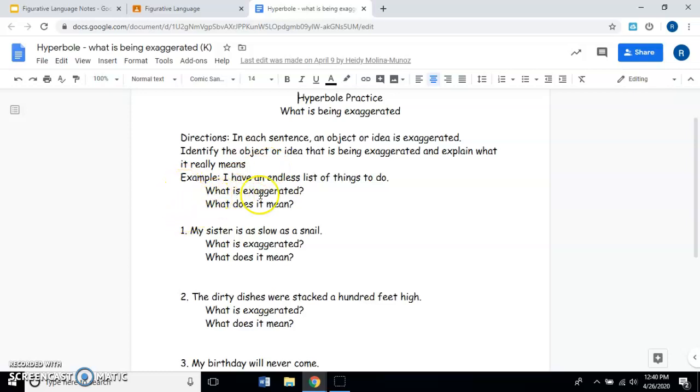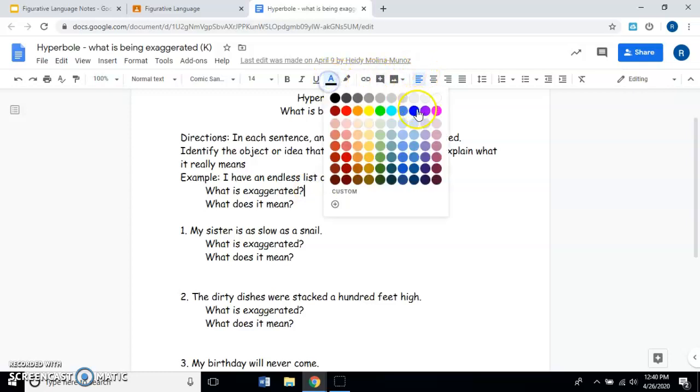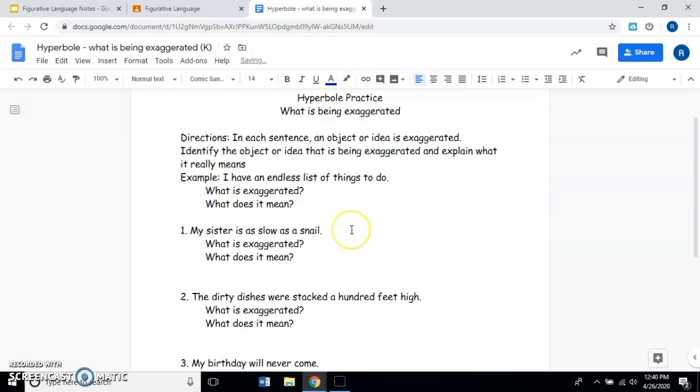So the example: I have an endless list of things to do. What is the hyperbole in that sentence? It's the endless list. Okay, that's the exaggeration, an endless list. And then what does that mean? It means I have a lot to do.